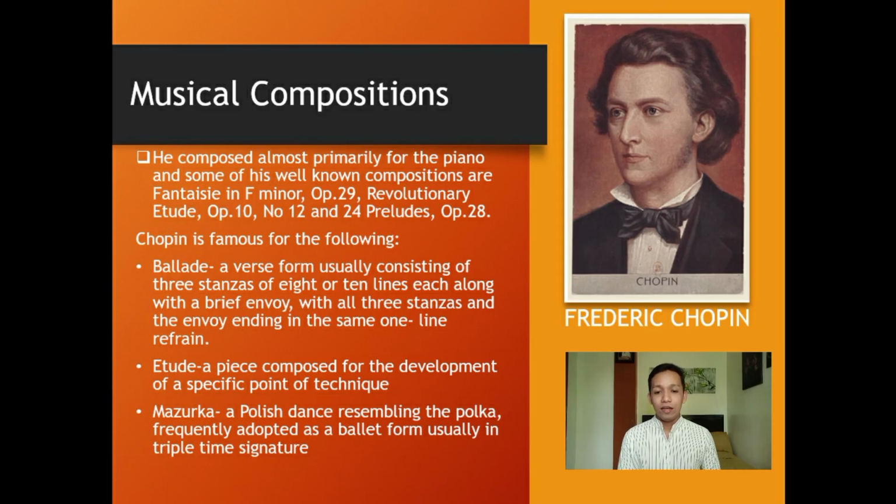First is ballad, a verse form usually consisting of 3 stanzas of 8 or 10 lines each, along with a brief envoy, with all 3 stanzas and envoy ending in the same one-line refrain. We also have etude, a piece composed for the development of a specific point of technique. Mazurka, a polished dance resembling the polka, frequently adopted as a ballet form, usually in triple time signature.